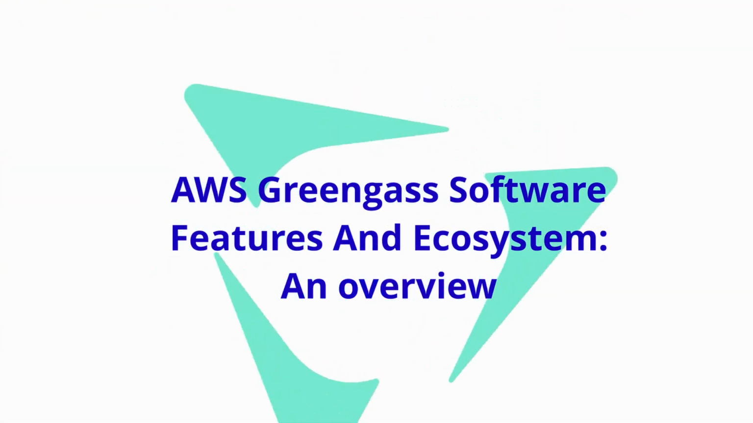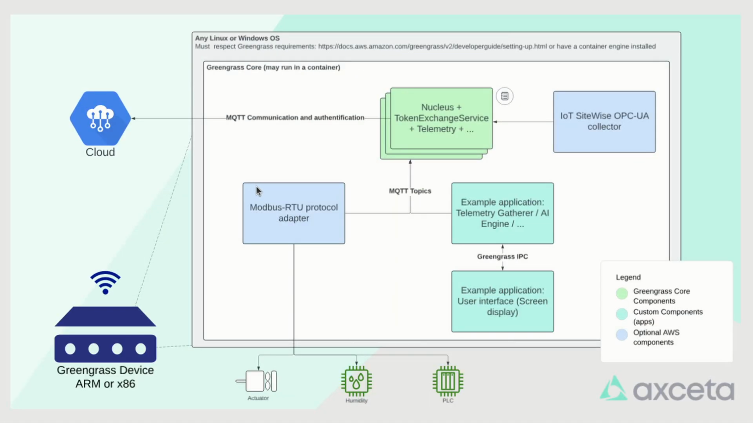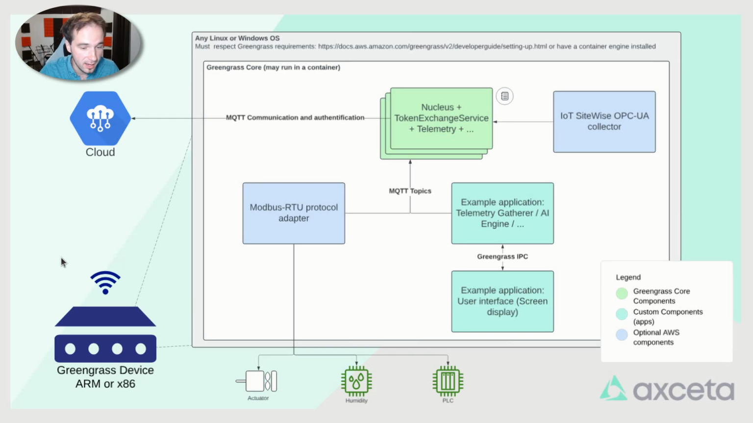Let's now take a look at AWS Greengrass software features and ecosystem. Let's start by showing an example device that would run Greengrass with some example applications. You'd have at the bottom left a Greengrass device that has some connectivity to actuators, humidity sensors, PLCs, and that has some internet connectivity to the cloud. In the gray boxes, you have the OS that runs in the device itself. It can be any OS as long as it meets the requirements that are stated in AWS documentation, actually. In the white box, you have Greengrass Core, which would be the software ecosystem running in Greengrass.